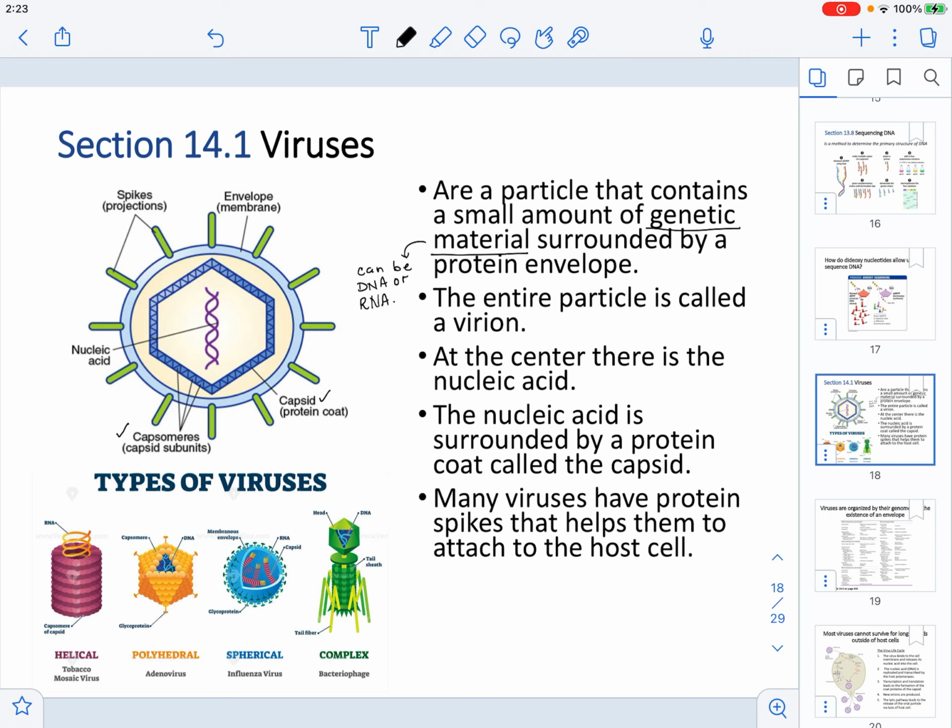Now, many viruses, in addition to that, have a membrane envelope. And at that membrane envelope, you can observe some spikes or projections that are actually protein derived, and understand that these spikes are going to help them to attach to the host cell.